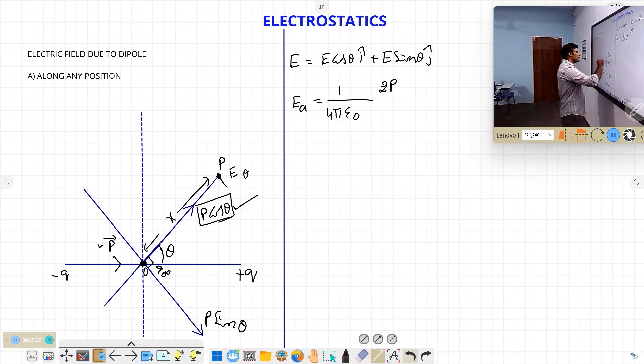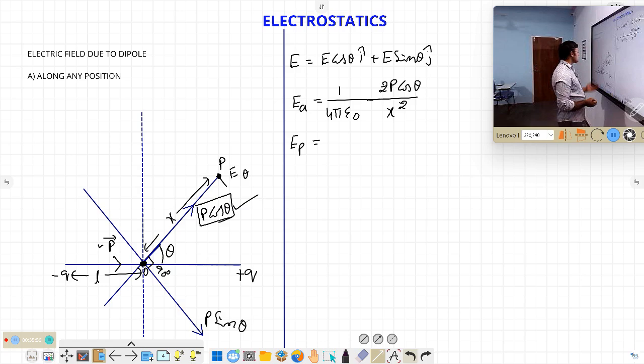Now the point P is along the direction of P cos theta, so you take P cos theta by the square of the distance. What is the distance? The distance is x, so I can write x square. X square is the distance of that point. This L is the length of the dipole, based on which we can modify later. So this is one.